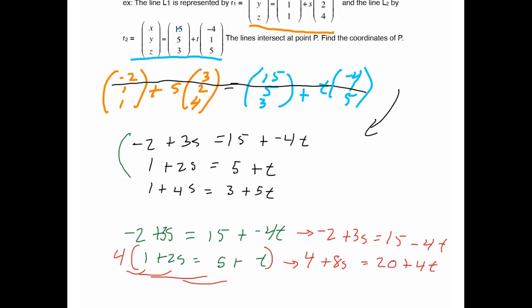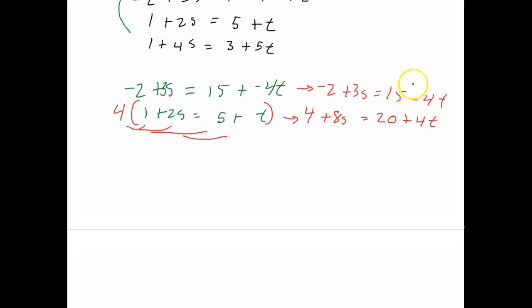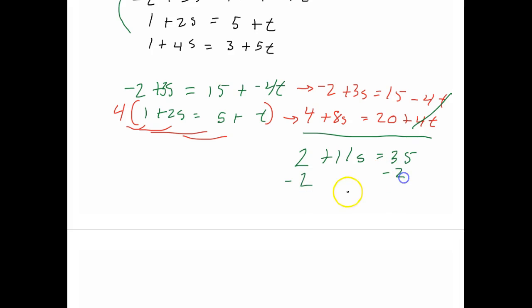We're going to add these up. It's like solving normal two equations, two unknowns. Add down: negative 2 plus 4 is 2, 3s plus 8s is 11s, 5 plus 20 is 35, and the t's cancel out. Then solve for s: subtract 2 from both sides, 11s equals 33, so divide by 11. S equals 3.